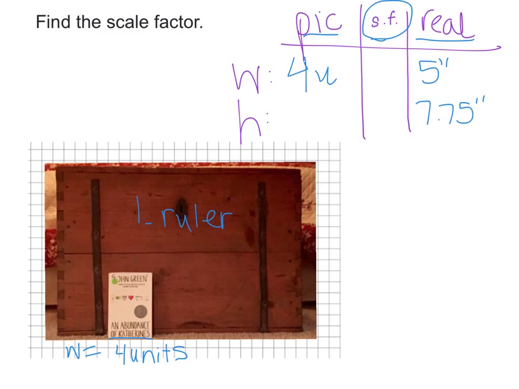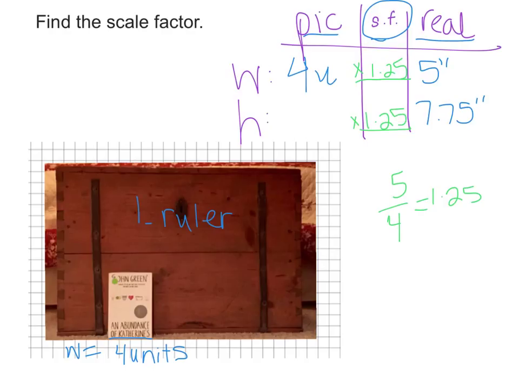Well, first I need to determine 4 times some number gives me 5. In order to do this, I'm actually going to work backwards and realize that if I took 5 and divided it by 4, I'd have 1.25, or 1 1/4. So 4 times that 1.25 gives me 5. So if the scale factor of the widths of the picture to real life is 1.25, then that means I'm also multiplying some number of units by 1.25.